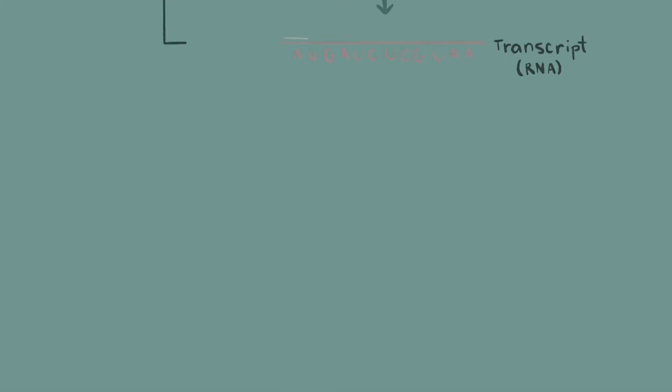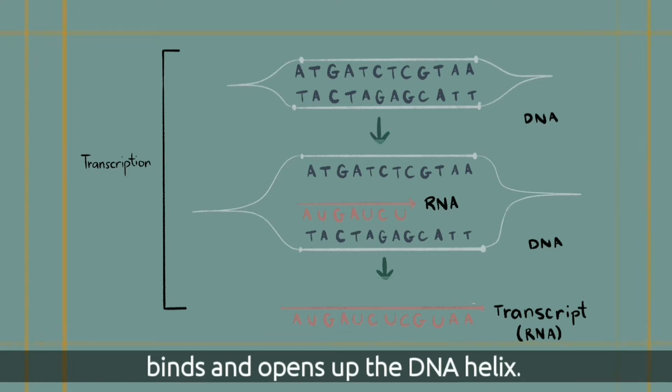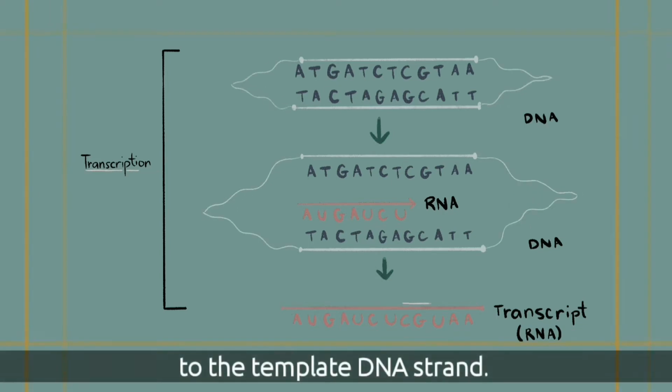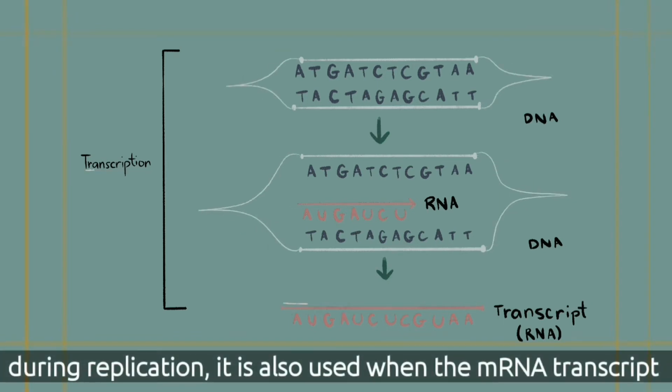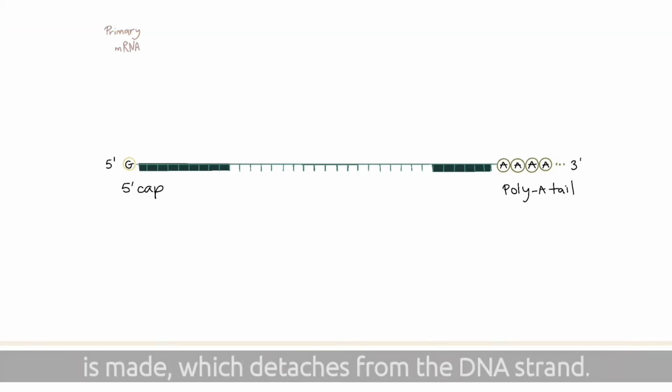and translation. Transcription begins as the enzyme RNA polymerase binds and opens up the DNA helix. Complementary nucleotides are then added to the template DNA strand. In the same way that DNA is used as a template during replication, it is also used when the mRNA transcript is made, which detaches from the DNA strand.